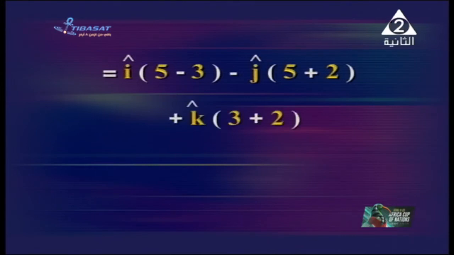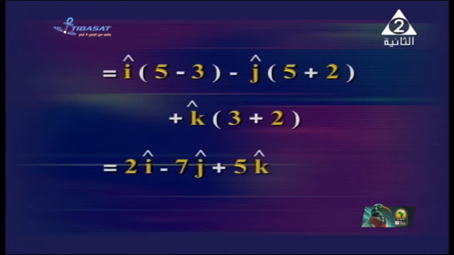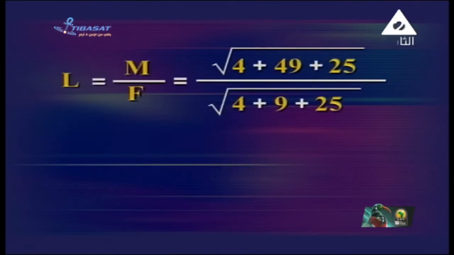Don't forget, my dear student, the sign of i is positive, the sign of j is negative, the sign of k is positive. The answer is 2i minus 7j plus 5k. We know that, my dear student, the length of the perpendicular equals what?